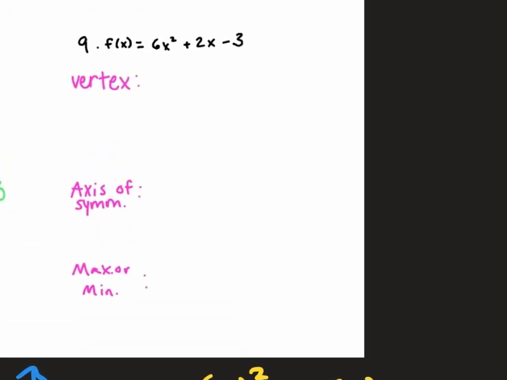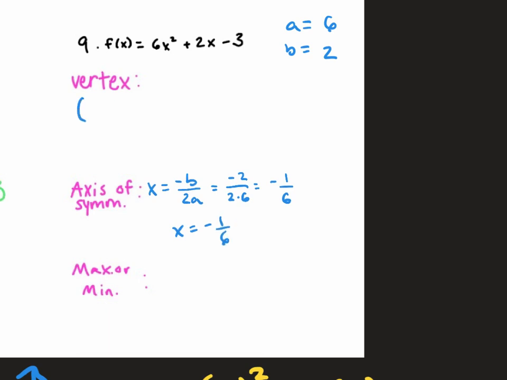So let's find the axis of symmetry first. So x is equal to negative b over 2a. What's our a? 6. And what's our b? 2. So then we have negative 2 over 2 times 6. So this would be negative 1 over 6. So x is equal to negative 1 over 6.